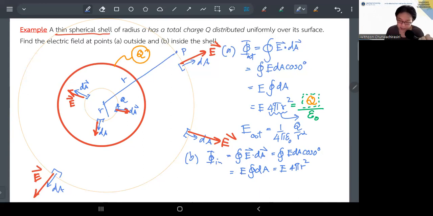Then you equate that to the charge that is enclosed in your Gaussian sphere divided by epsilon naught. Here comes the question: how much charge should you put there?